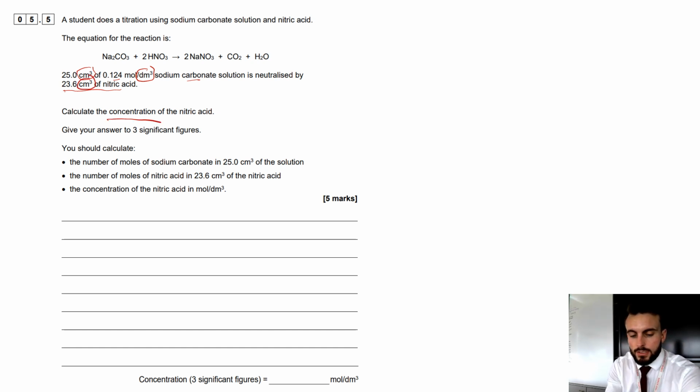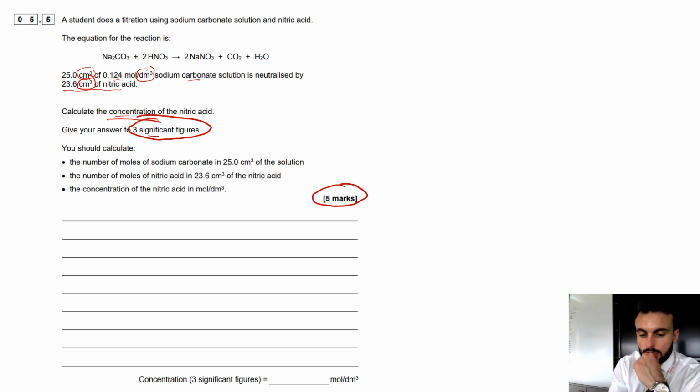Calculate the concentration of the nitric acid. Give your answer to 3 significant figures. Also, another thing, you're going to do a 5-mark question, and one of those marks is going to come from 3 significant figures. So if you see that, you highlight it, you circle it so you don't forget that step at the end.